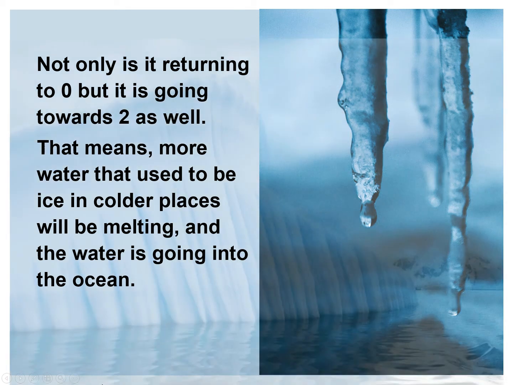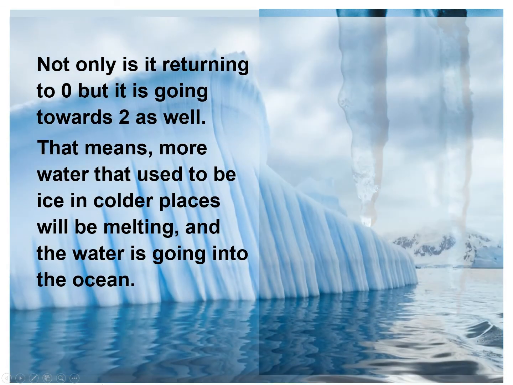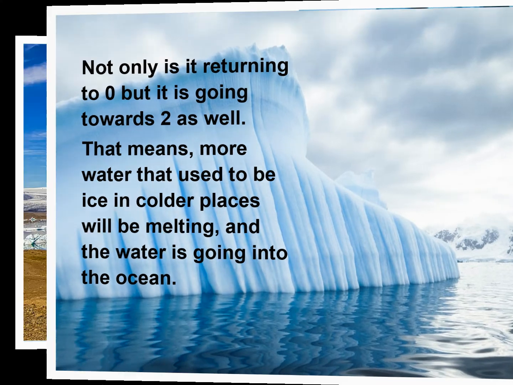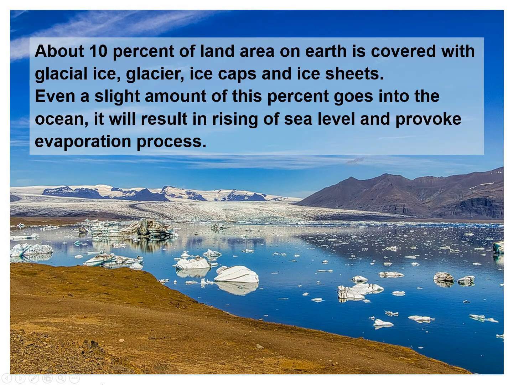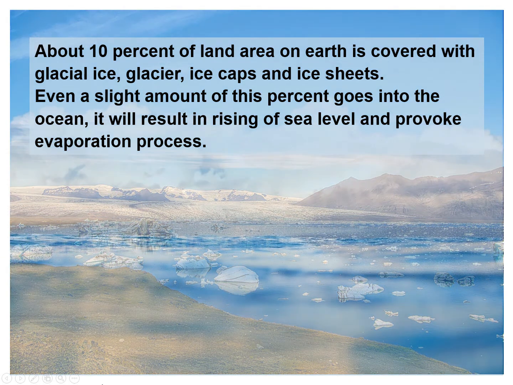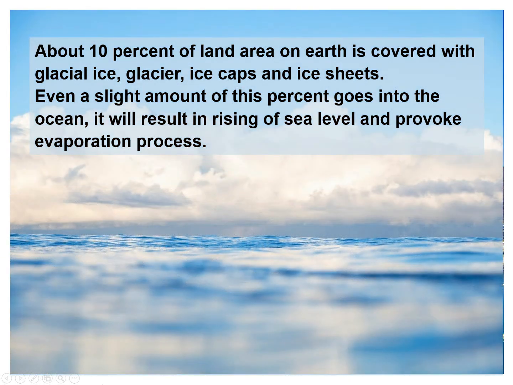That means more water that used to be ice in colder places will be melting, and the water is going into the ocean. About 10% of land area on Earth is covered with glacial ice: glaciers, ice caps, and ice sheets. Even if a slight amount of this goes into the ocean, it will result in rising of sea level and provoke the evaporation process.